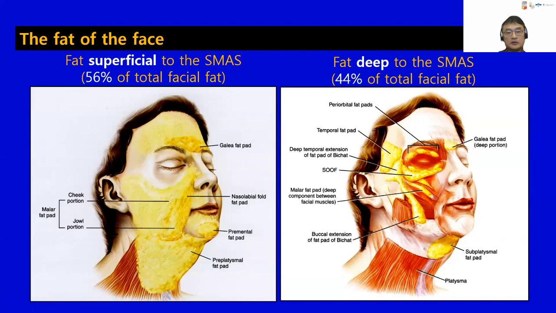In the face, there are 2 kinds of fat layer. It mostly affects facial contour on the skin. The superficial fat is located over, or densely attached to, the SMAS, and the deep fat is located behind the SMAS or facial muscles. Superficial fat looks like a continuous layer. It occupies 56% of total facial fat. On the other hand, deep fat occupies 44%.